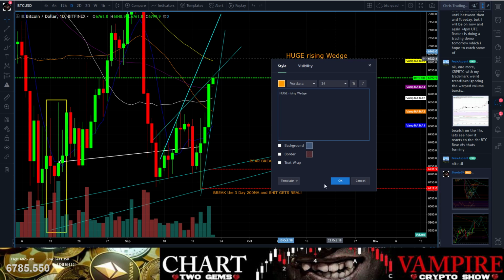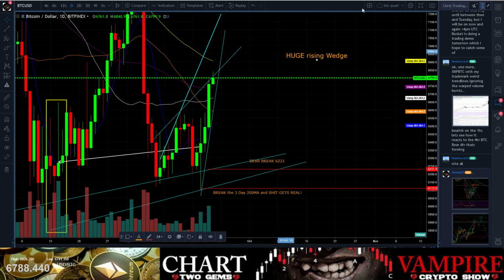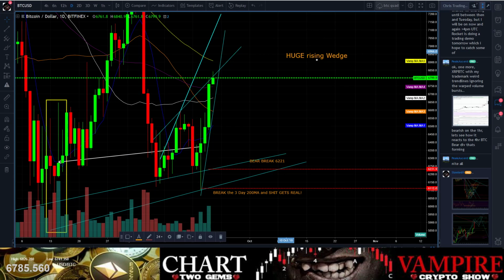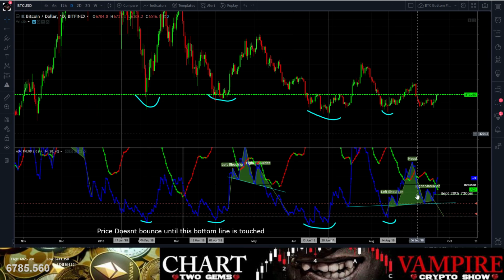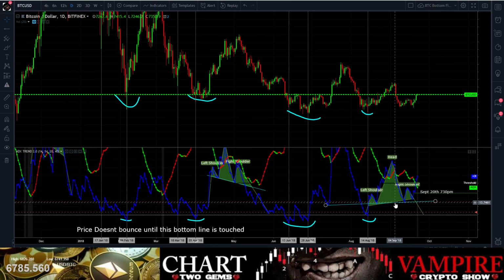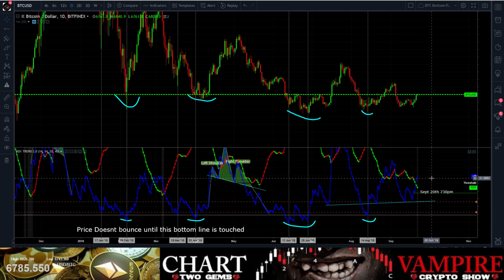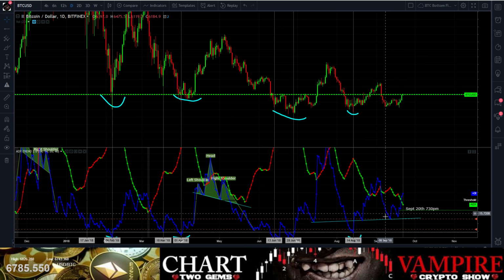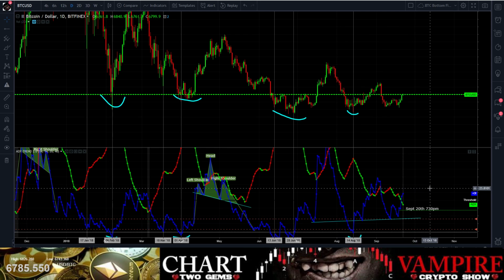Huge rising wedge. Right, and we're just going to print this. Okay, that's it, I'm done. And okay, so that is gone. So we're going to get rid of this head and shoulders. Boom, that's gone. Did this make an inverted head and shoulders? Nope.